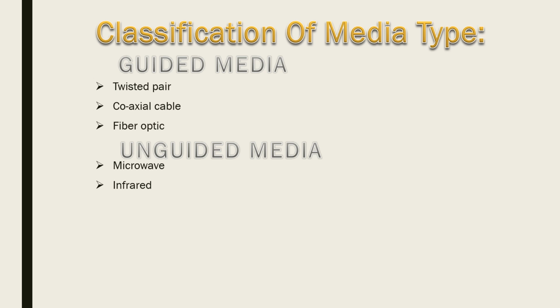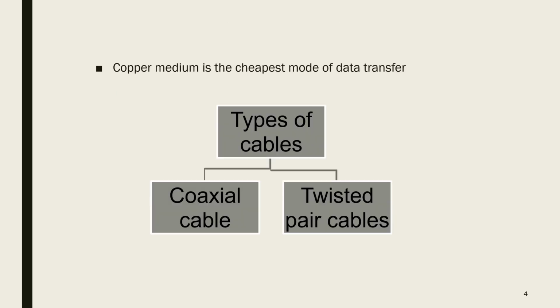Today we are going to discuss in detail the guided media, its types, the bandwidths, and the propagation methods which they use. First, we'll be discussing the types of cables. There are coaxial cables and twisted pair cables. The base used to make those cables is the copper medium, because it is the cheapest mode of data transfer.